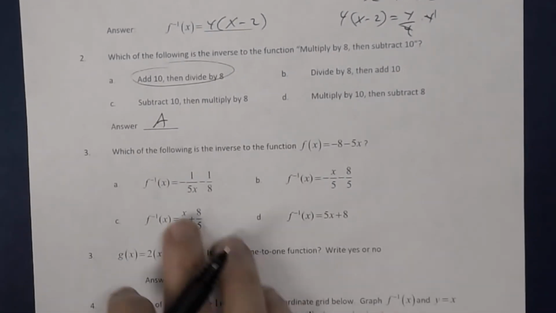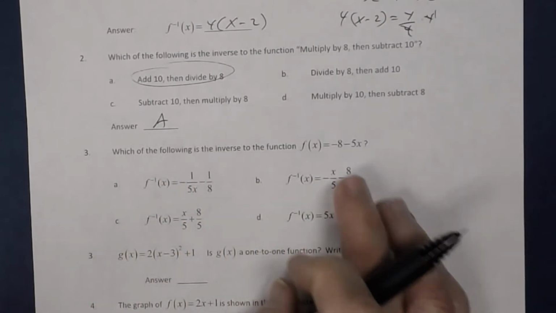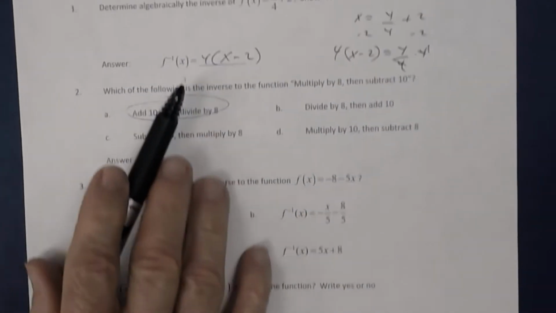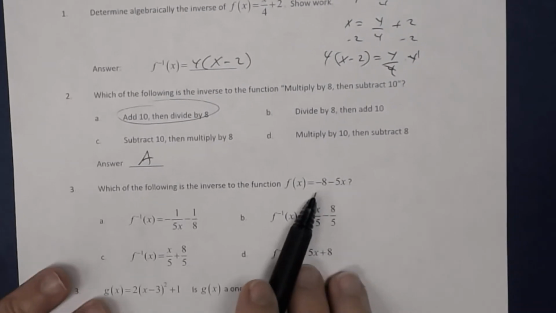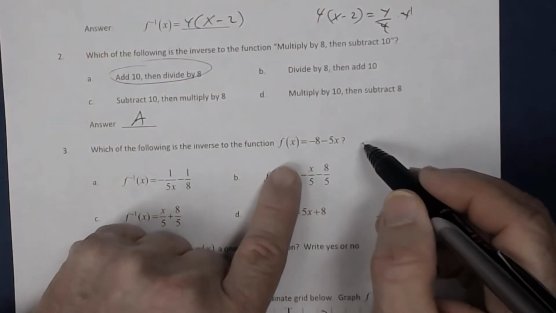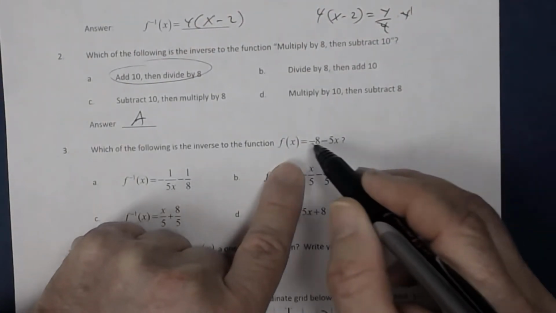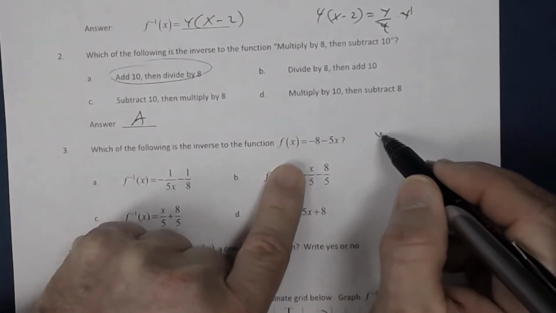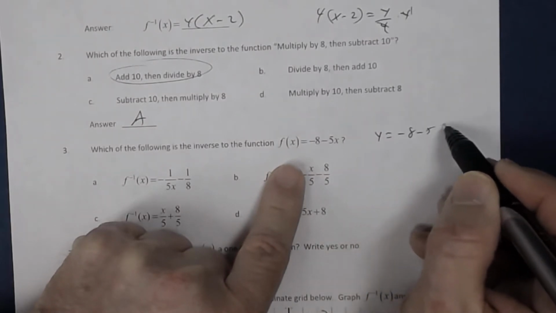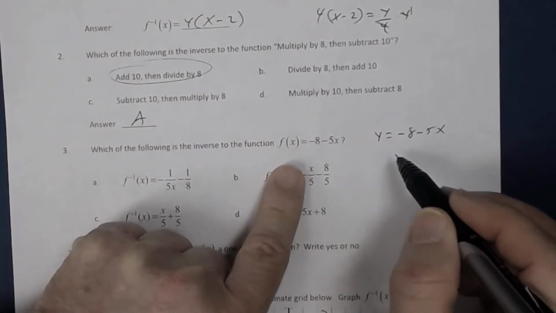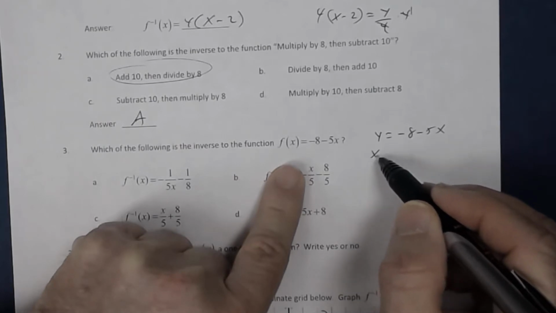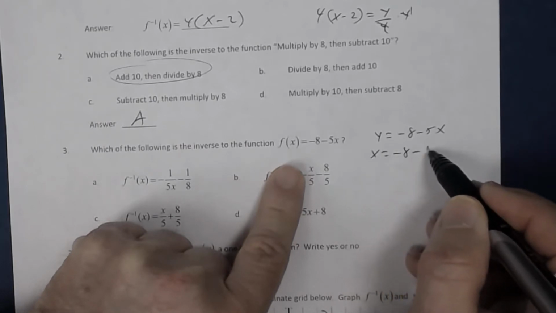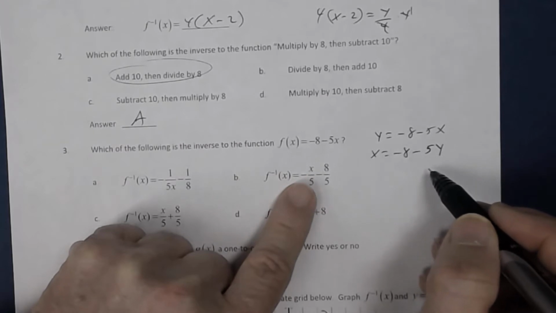All right, number 3, which of the following is the inverse of this function? Well, it's the same thing as this. So let's just do this algebraically. Let's find out what it is. So you're going to replace f of x with y. So I get y equals negative 8 minus 5x. Interchange the variables. So I get x equals negative 8 minus 5y. And then we've got to solve for y.